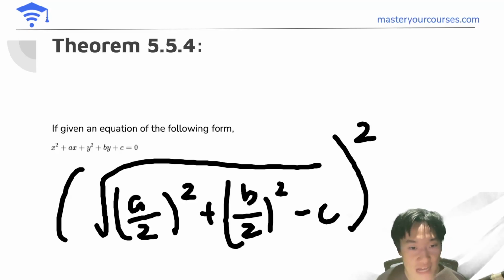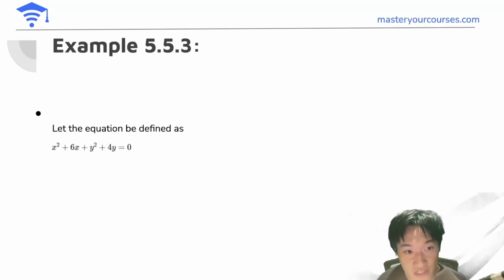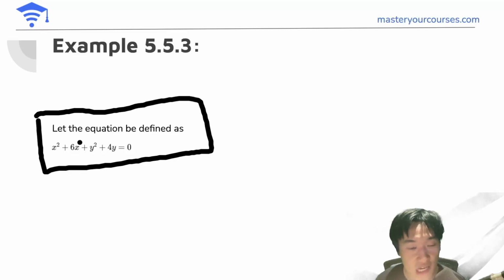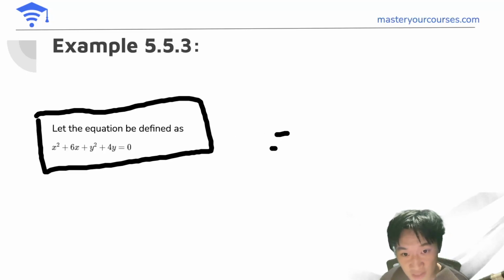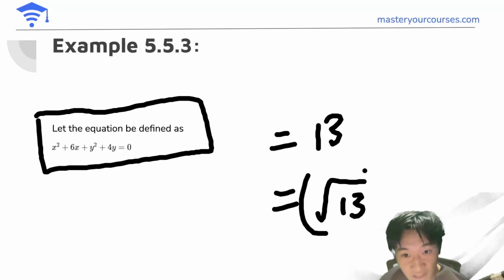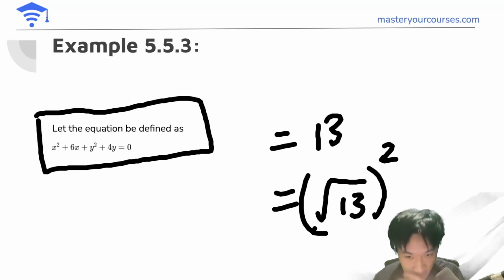Just be able to actually complete the square when given stuff like this. So this is a good practice. If you see this kind of question, complete the square. Try it out. And then when you have that completed square and you isolate for that one constant, make sure that you square it. In this case, we had that constant 13. Make sure you take the square root and the square.